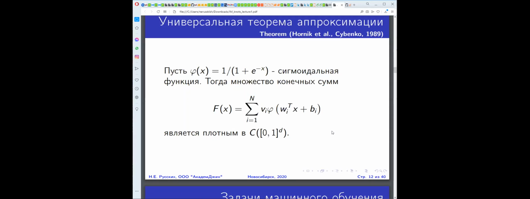У вас бета это же вектор сдвигов. Да, бета это вектор. W это матрица. То есть каждая и отвечает одному слою. Нет. Мы же применяем афинное преобразование один раз, получаем вектор, получается, размерности n. Ну вот, это n большое. Потом к этому вектору мы применяем сигмоидальную функцию поэлементно.